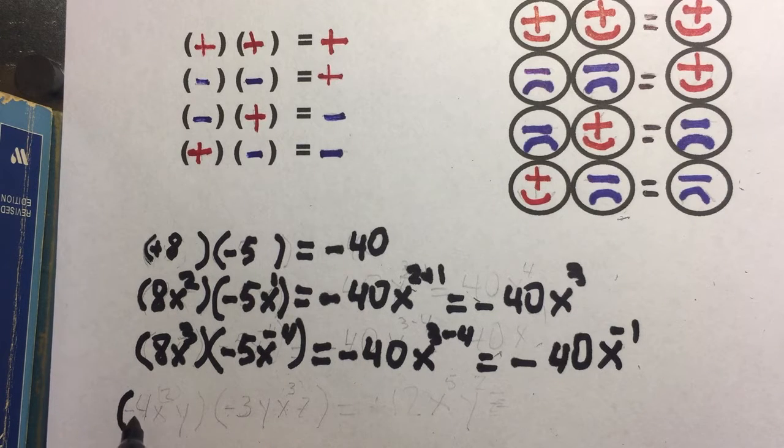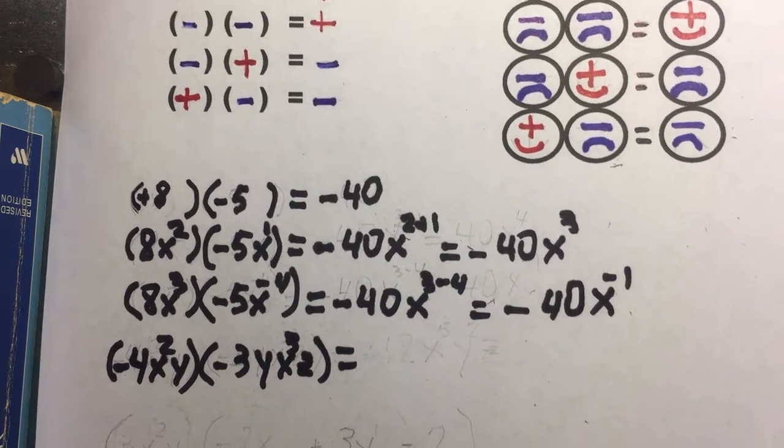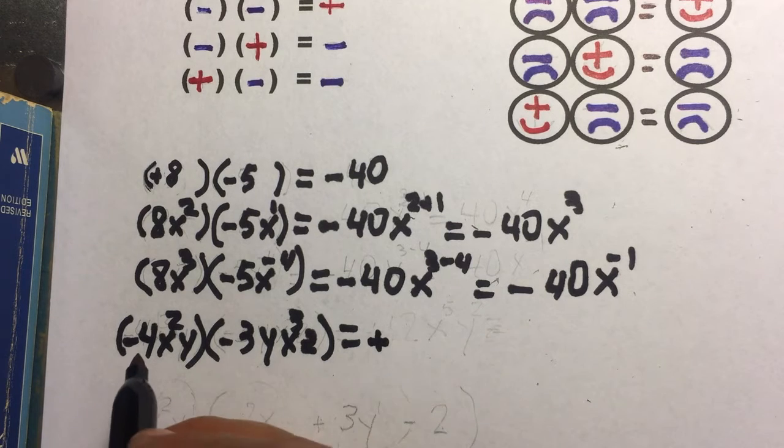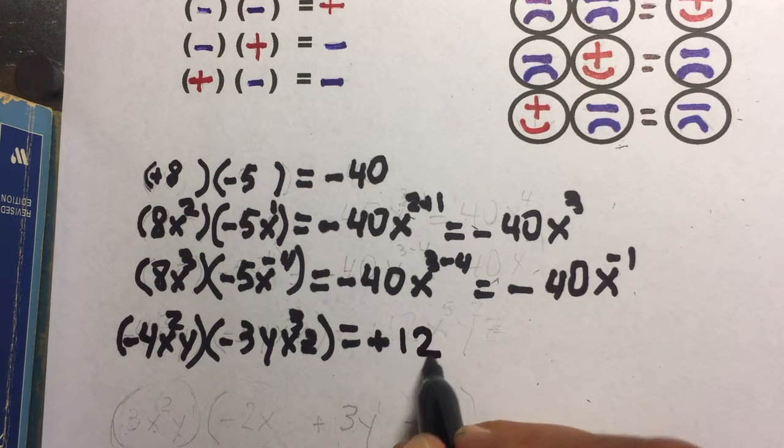Let's add some other literals or letters. Minus 4 x squared y times minus 3 y x cubed z. We multiply the signs first. Minus times minus. Minus times minus is plus. The coefficients or numbers. 4 times 3. 4 times 3 is 12.